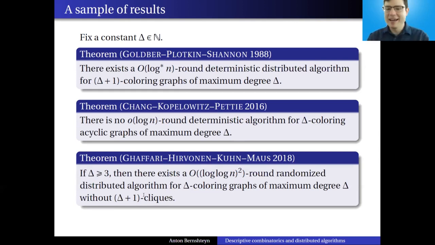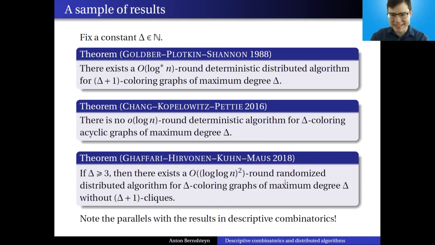cliques. And this is in parallel to the measurable Brooks theorem that I mentioned earlier, which says that if instead of Borel colorings you want measurable ones, then the Brooks theorem holds, right? And here this corresponds to going from deterministic to randomized algorithms somehow. So these are kind of uncanny parallels, and this is just a small sample of these things that you can notice that are similar in the two areas.